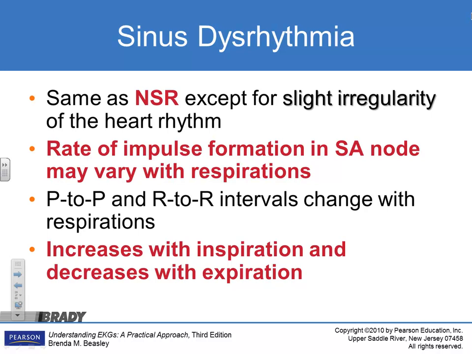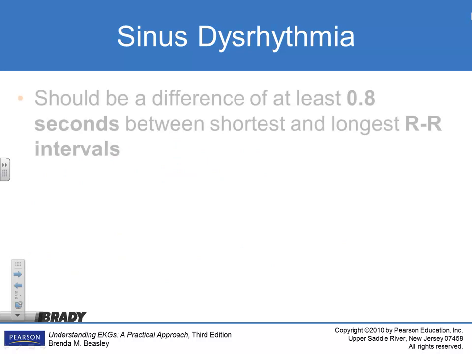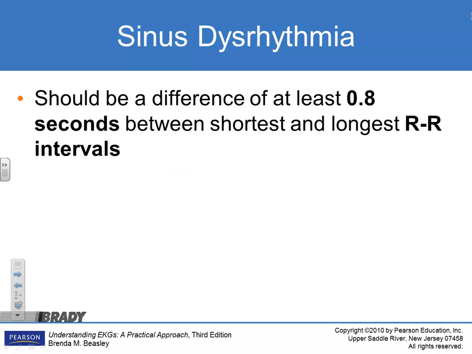So for sinus dysrhythmia, it's only slightly irregular. And it says, if y'all read this part, it may vary with respirations. We see this more commonly in children than we do in adults, but it's still out there. So it speeds up a little bit when you take a breath, and then it slows down a little bit when you exhale. But it doesn't always happen, but you may see that on a strip, and don't freak out by it. It's probably within normal limits. However, if you're measuring it off, it should be at least 0.8 seconds difference between the shortest and the longest R to R intervals.